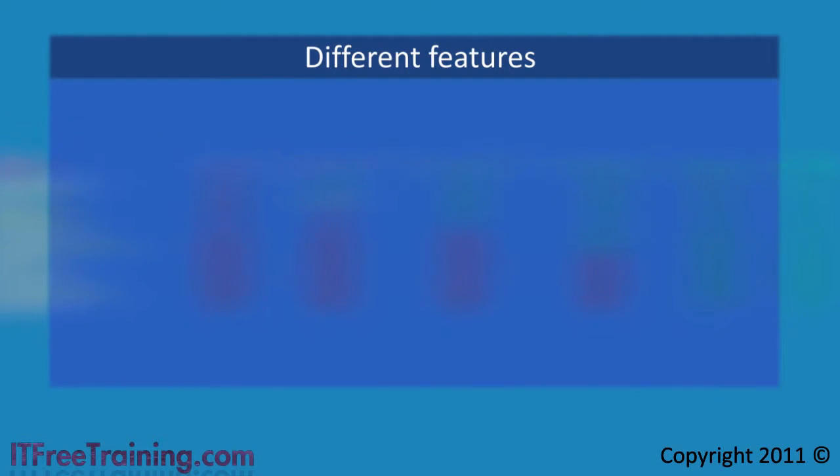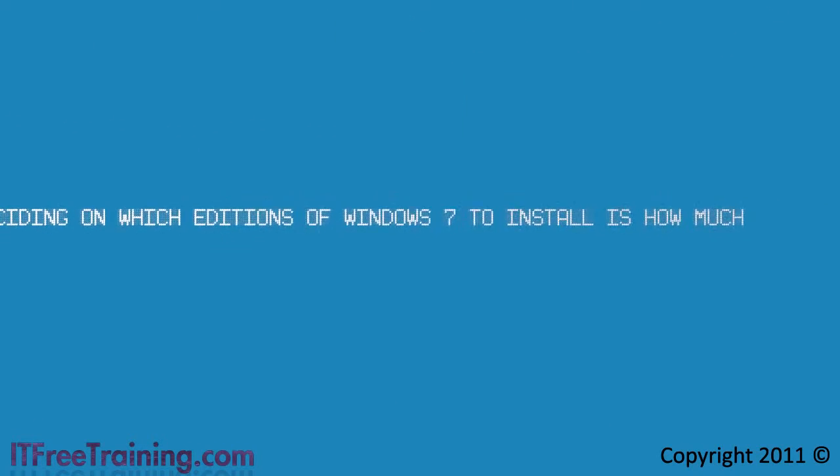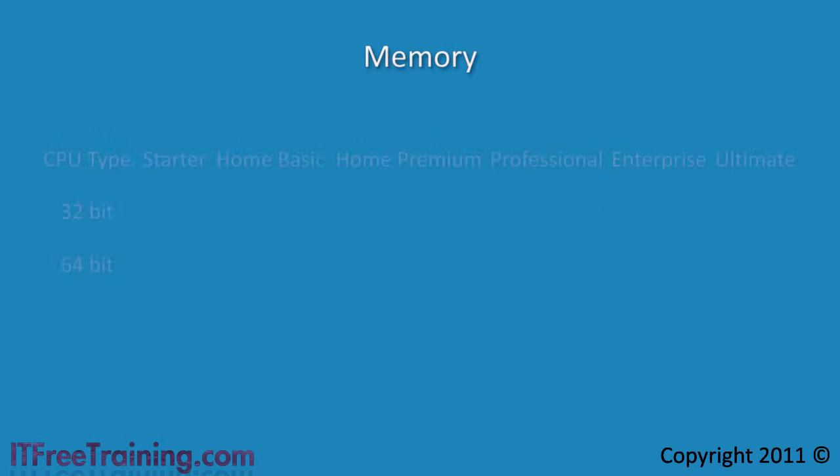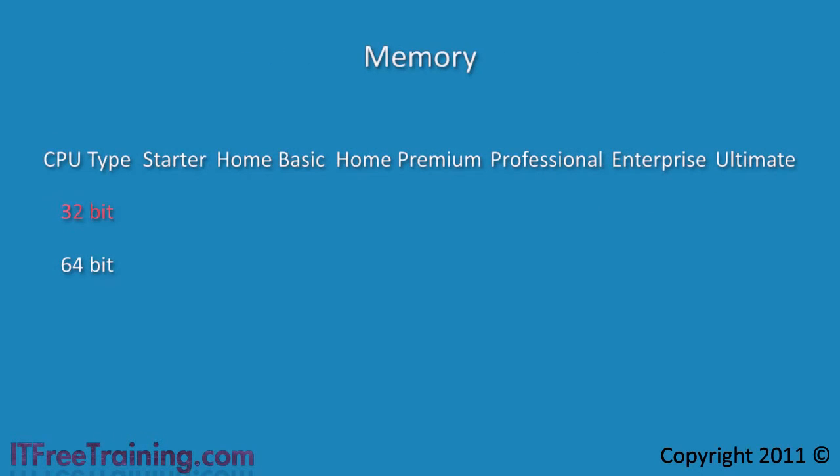The last thing to consider when deciding which edition of Windows 7 to install is how much memory you want to use. If you are using a 32-bit system, the most RAM you will be able to use is 4 GB. Note, however, if you are running the Starter edition of Windows 7, this is limited to 2 GB, while all the other editions are limited to 4.